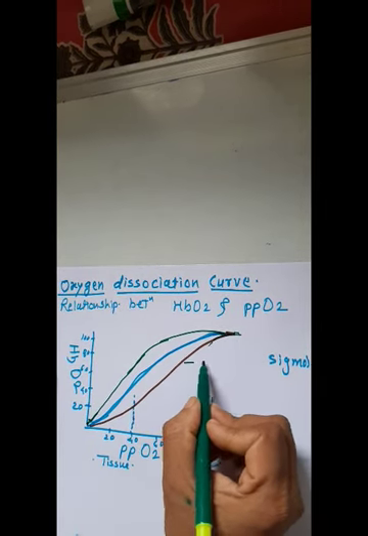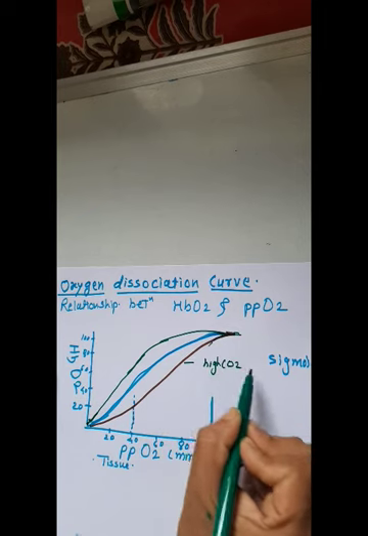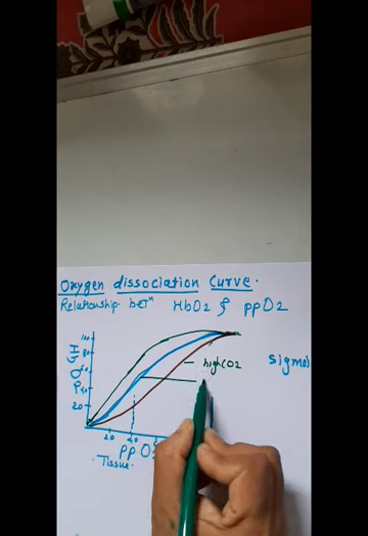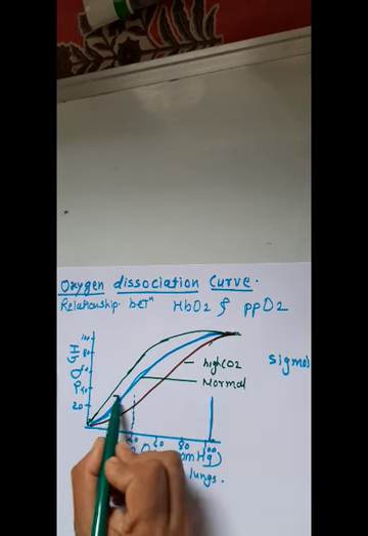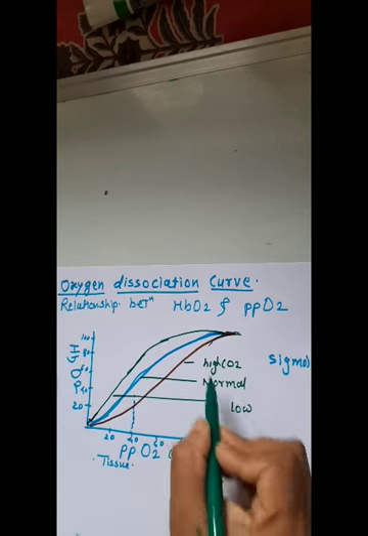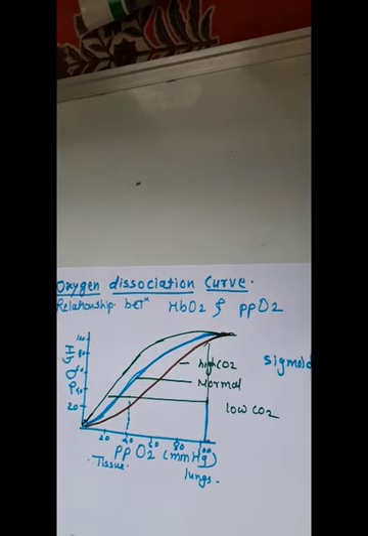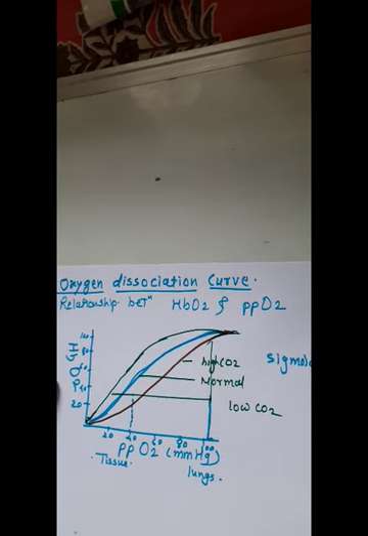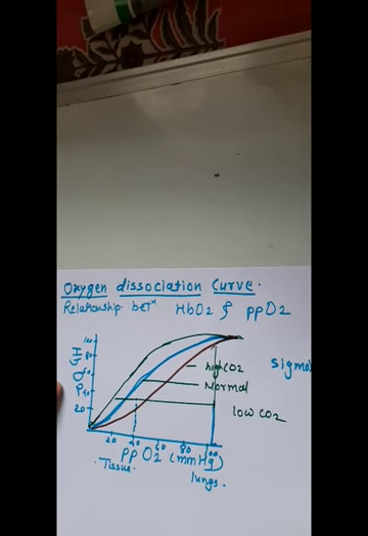Here is the high CO2 concentration, here it is normal, and this is for low CO2 concentration. So this is called the oxygen dissociation curve.